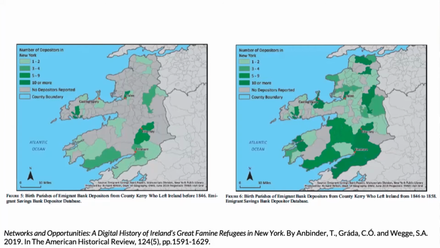whether there were people that you already knew from your parish who had already emigrated, who could help you, who could let you know what it was like living in New York. And that was a more important factor. And so they were able to see that by mapping the data.